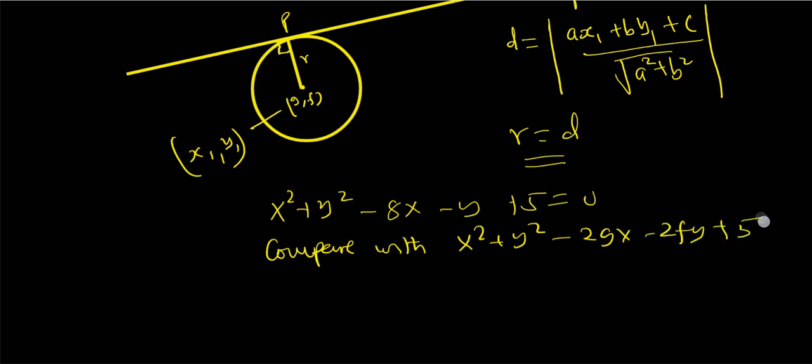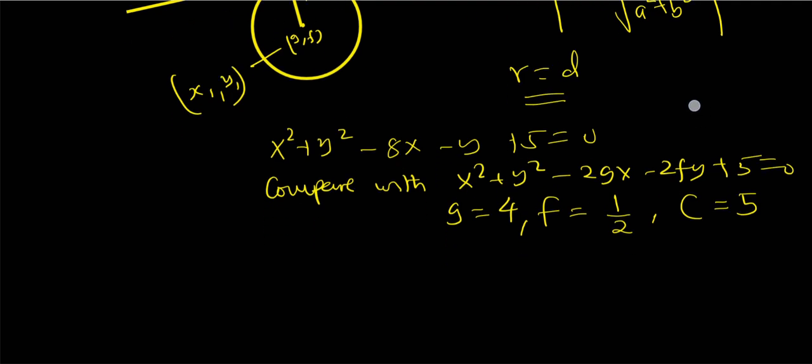If we compare with the general equation, we will have g equals 4, from the coefficient of x, 2g, being negative 8. Then we will have f equals a half. Now I can write c. Be careful, c, capital C, is 5 for the equation.